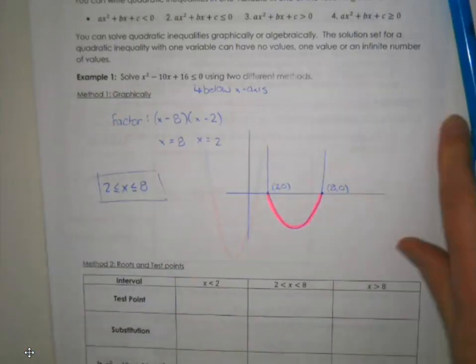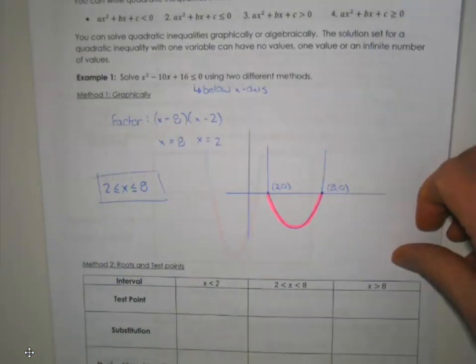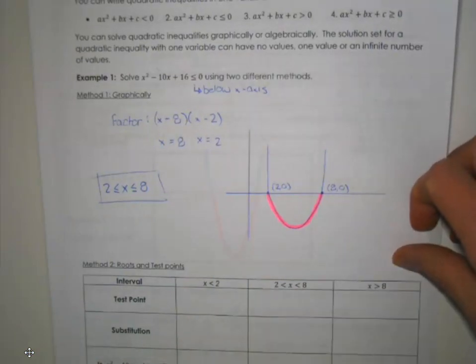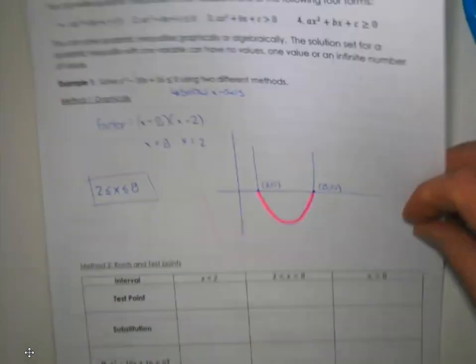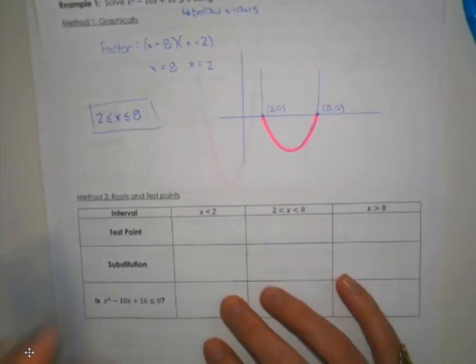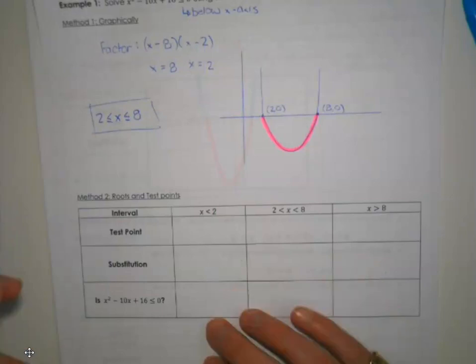So a little bit of a different way of solving than with the linear inequalities, where you were shading above or below. For this one, you're figuring out the parts of the parabola itself, the x values for that part of the parabola that satisfy the inequality.